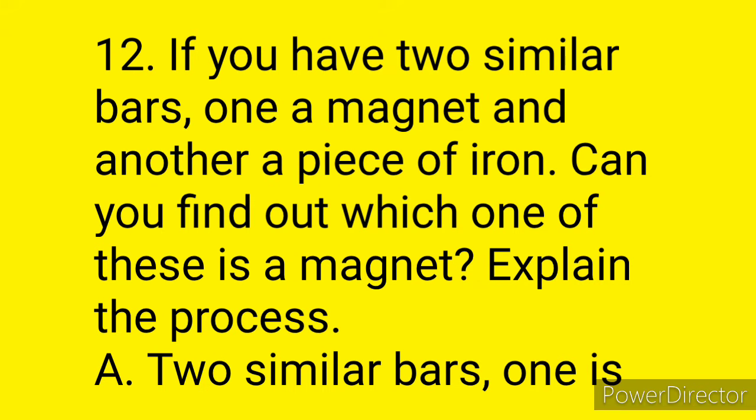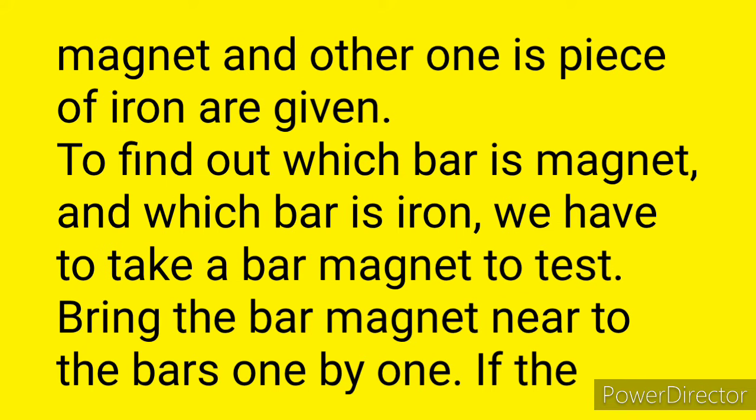Question: If you have two similar bars, one a magnet and another a piece of iron, can you find out which one of these is a magnet? Explain the process. Answer. Two similar bars, a magnet and a piece of iron, are given. To find out which bar is a magnet and which bar is iron, we have to take a bar magnet to test. Bring the bar magnet near to both the bars one by one.